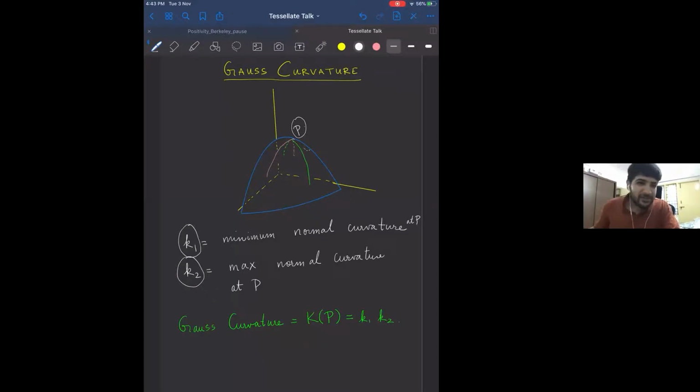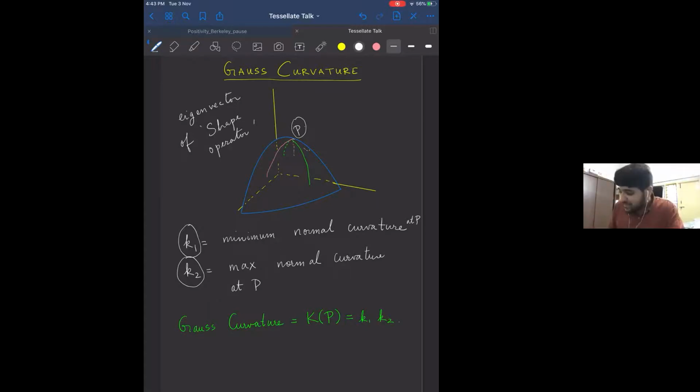Okay, so this might seem like a very strange thing to do. Why do you multiply these two things together? For people who have learned a bit of linear algebra, what is really happening is that K1, K2 turn out to be what are called eigenvectors of the shape operator, whatever that is.